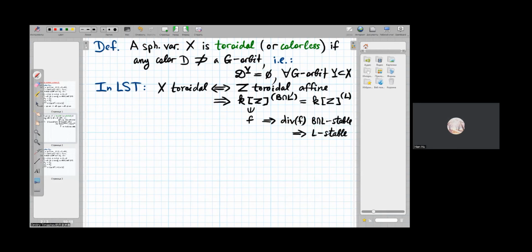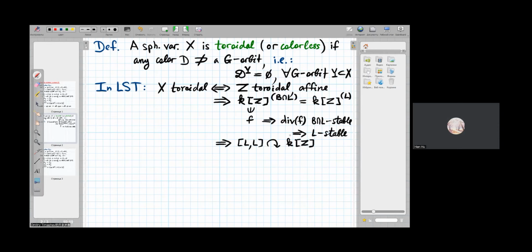And since the divisor is L-stable, the equation defining this divisor, this function f, has to be L-semi-invariant. So every semi-invariant regular function for the Borel subgroup of L is also semi-invariant for L itself. And this implies immediately that the derived subgroup of L acts trivially on the algebra of regular functions.